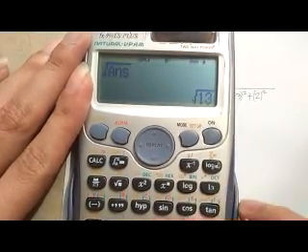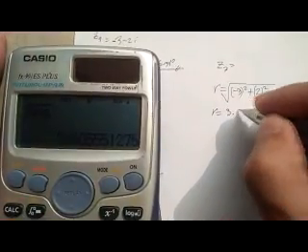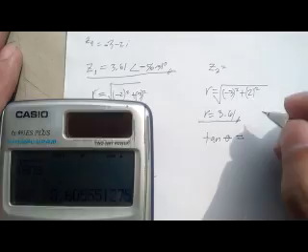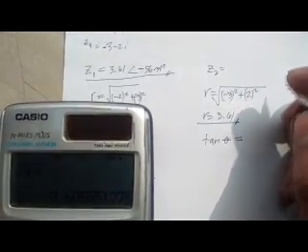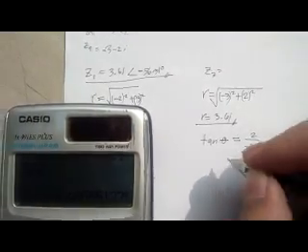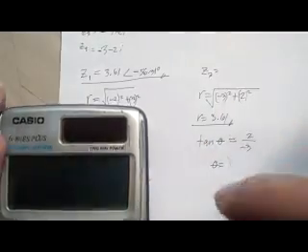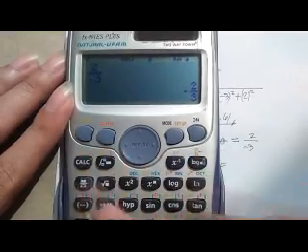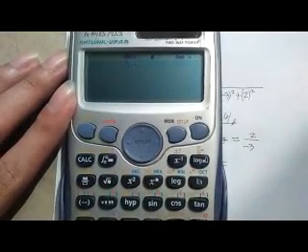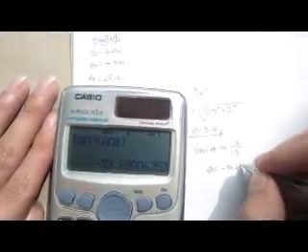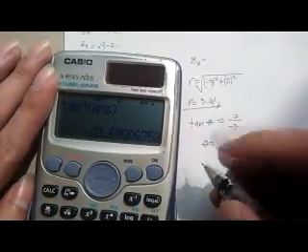Square root, and our answer is still the same value, 3.61. Solving for theta, tan theta is equal to 2 over negative 3. So theta is equal to 2 over negative 3, shift tan, answer. There we have an angle of negative 33.69 degrees.